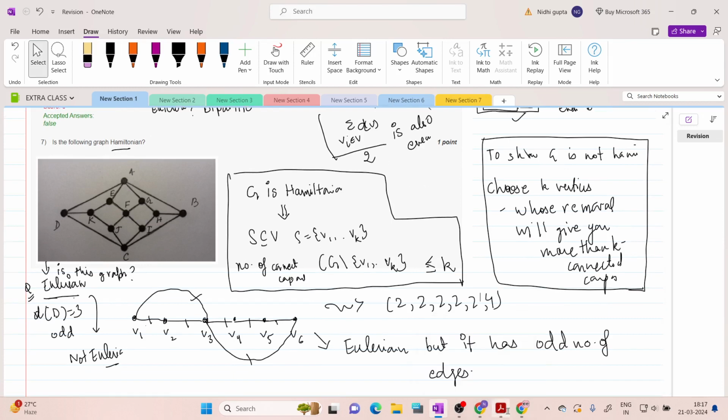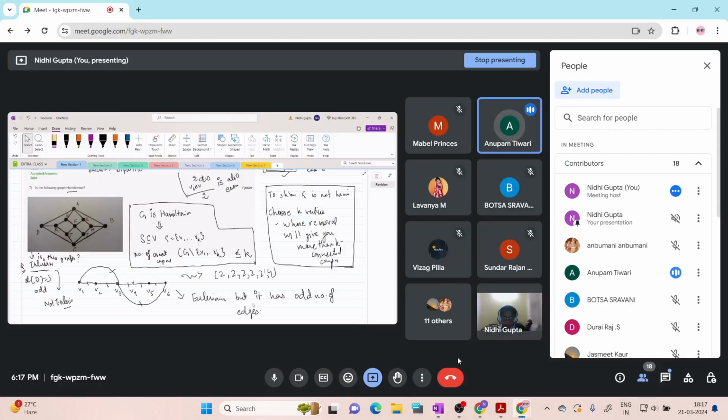But ma'am, removal is trial and error only, no? Or do we have some definite way to remove? No, it is by observation only. It is like a sufficient condition. It's not necessary that you will always be able to do this, but if you are able to find such a set, then you can directly conclude that this graph is not Hamiltonian.